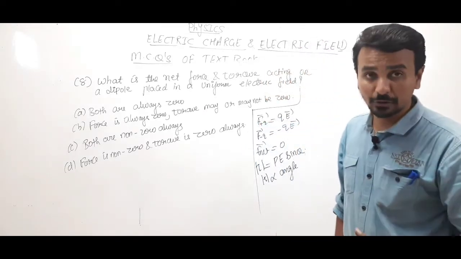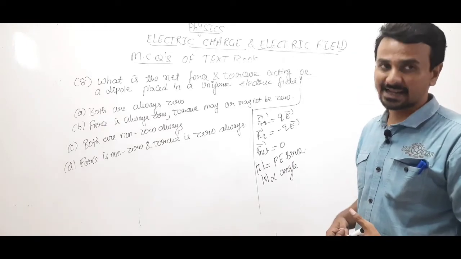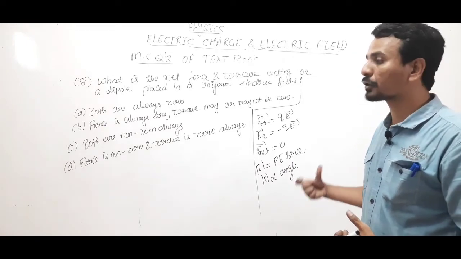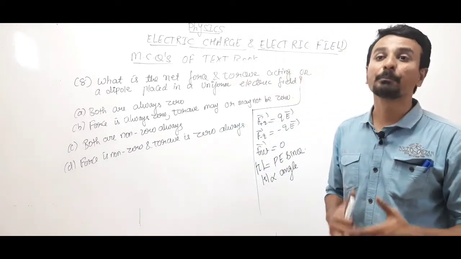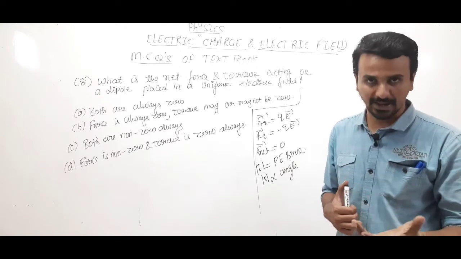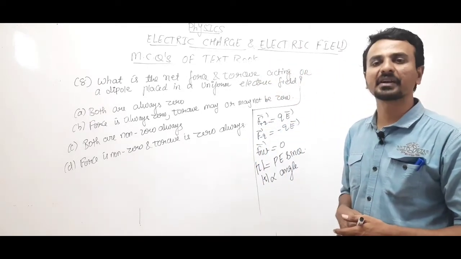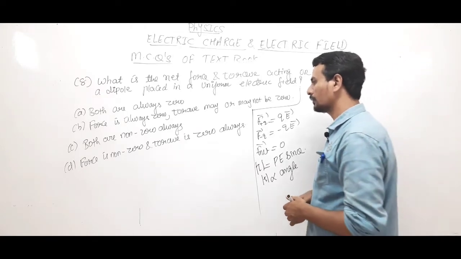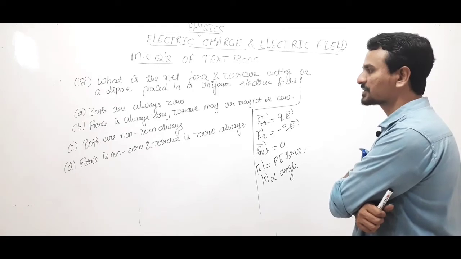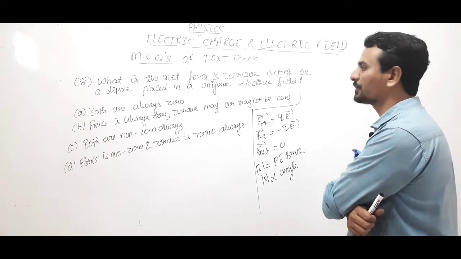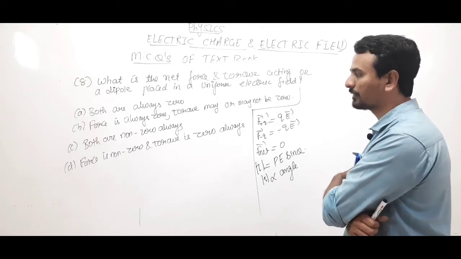But if theta is not 0, if it is 30 degree, 45 degree, then torque will be acting on the dipole, right? So it is not always correct to say that torque is always 0. Torque may or may not be 0, it depends on the angle. But the net force acting on the dipole placed in a uniform electric field is always 0. So your options are, both are always 0? No. Force is always 0, torque may or may not be 0. This is correct.